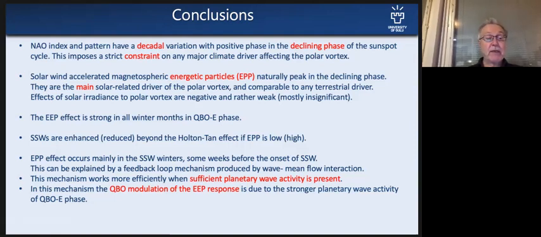EPP effect occurs mainly in the SSW, so warming winters, some weeks before the onset of the warming. This can be explained by a feedback loop mechanism produced by the wave mean flow interaction. This mechanism works more efficiently when sufficient planetary wave activity is present. In this mechanism, the QBO modulation of the EPP response to the polar vortex is due to the stronger planetary wave activity of the QBO easterly phase.